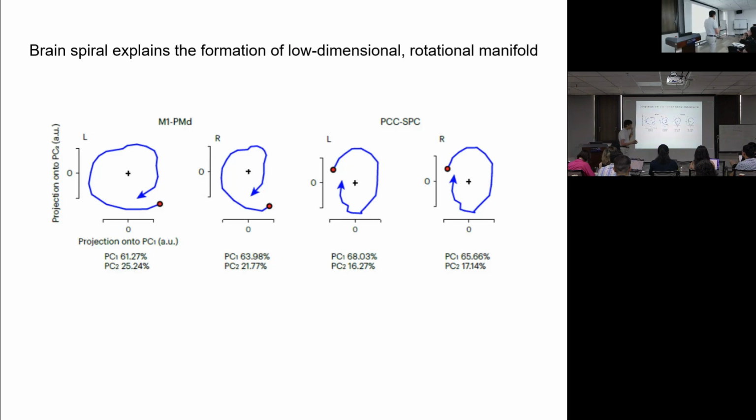In neurophysiological recordings, people have published many papers finding that motor behavior is related to this rotational, low-dimensional manifold. But in our framework, those low-dimensional rotational manifolds could be the byproduct of these spatiotemporal rotational structures.